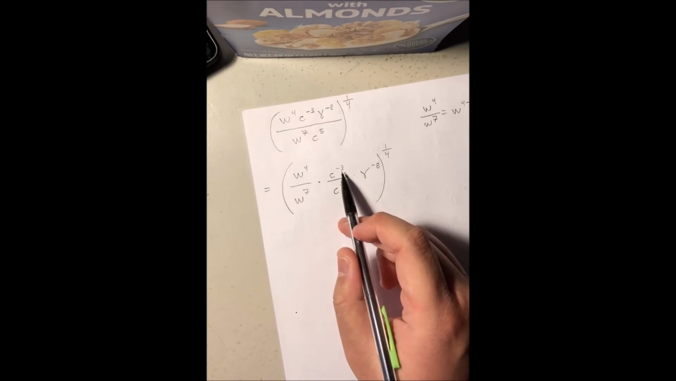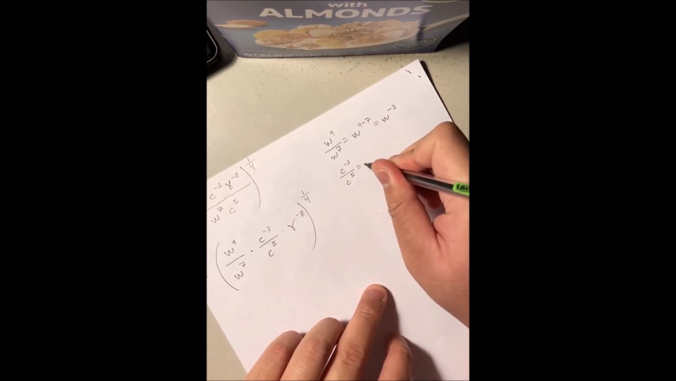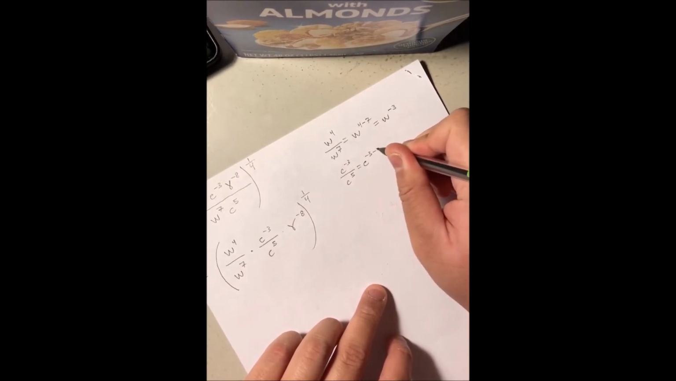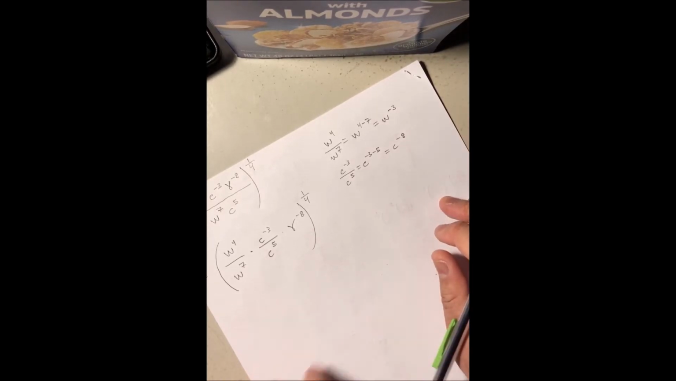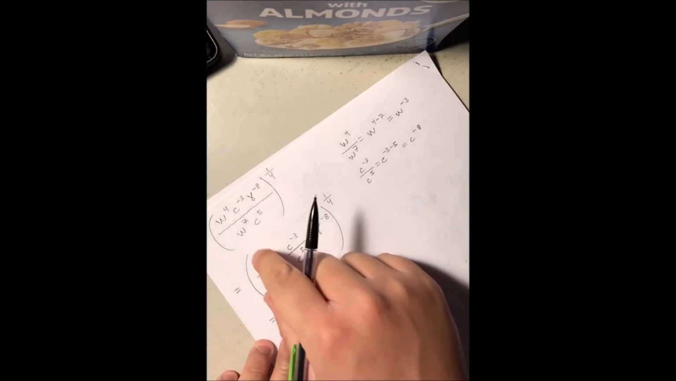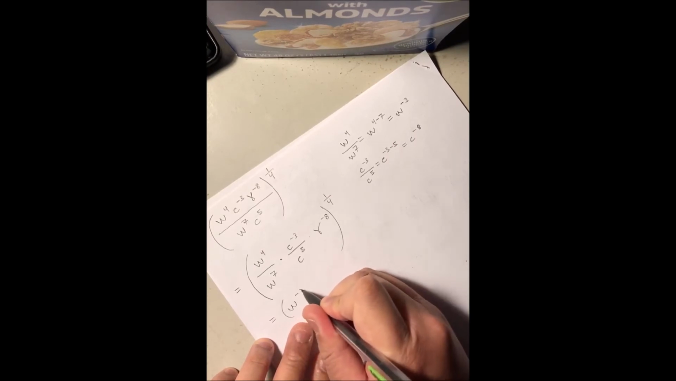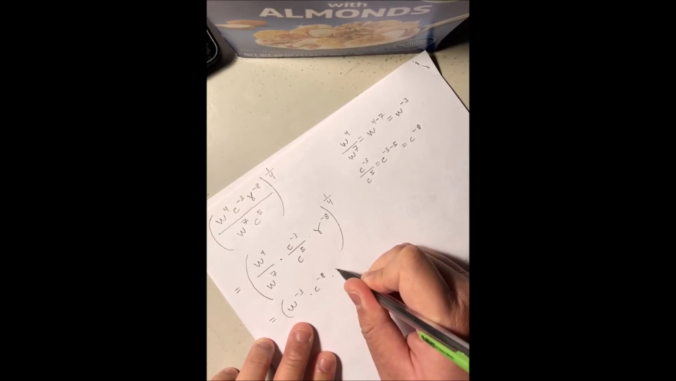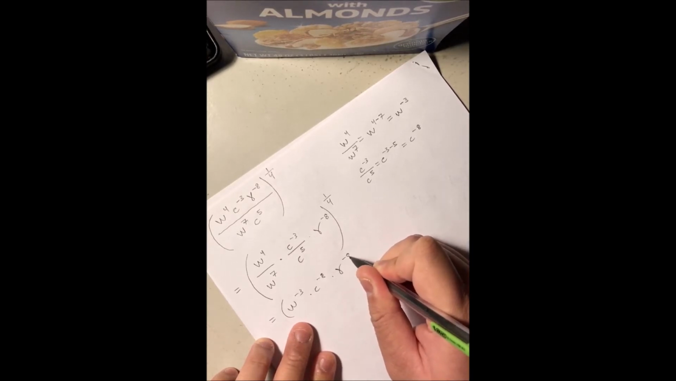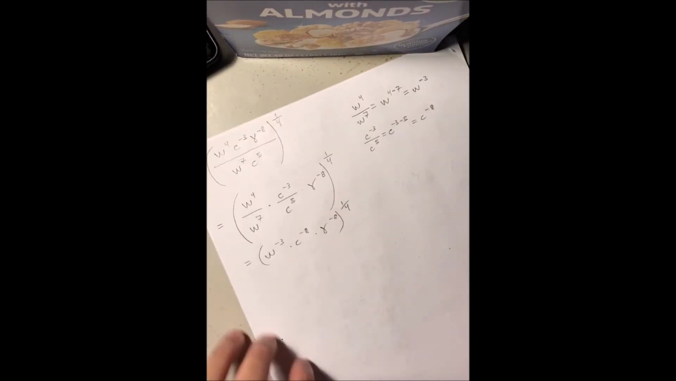And the same thing for c to the negative 3 and c raised to the 5th. C raised to the negative 3 over c raised to the 5th is equal to c raised to the negative 3 minus 5, equal to c raised to the negative 8. Okay, so respectively, replace these two with these. That means we would have w to the negative 3 multiplying c to the negative 8 multiplying gamma to the negative 8, all raised to the outside exponent of positive 1 over 4.